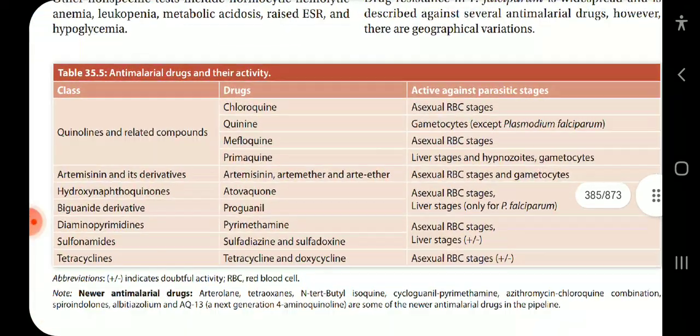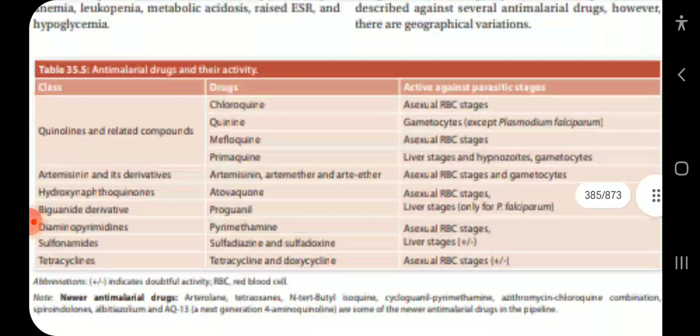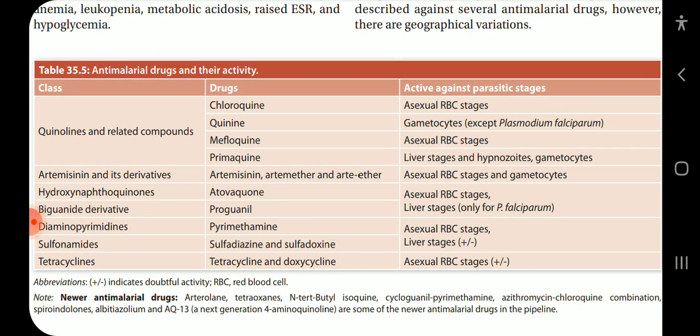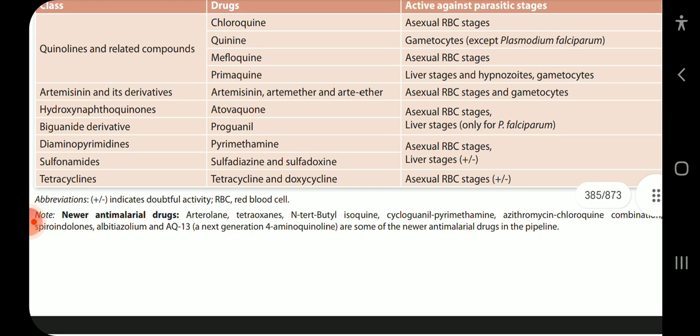Covering the anti-malarial drugs and their activity: quinolones are chloroquine, which is active against asexual RBC stages; quinine, active against gametocytes except Plasmodium falciparum; mefloquine against asexual RBC stages; and primaquine against liver stages, hypnozoites and gametocytes. Artemisinin derivatives, artemisinin, artemether and arteether, act on asexual RBC stages and gametocytes.